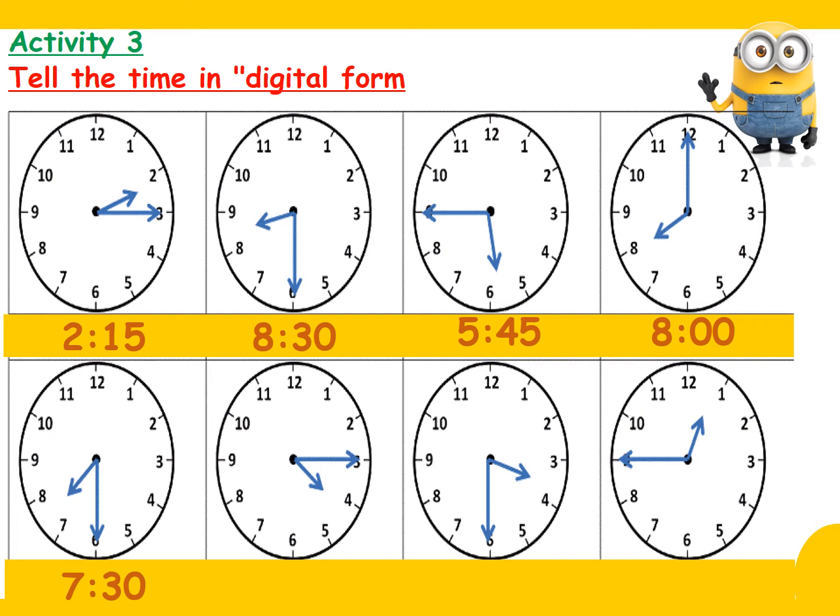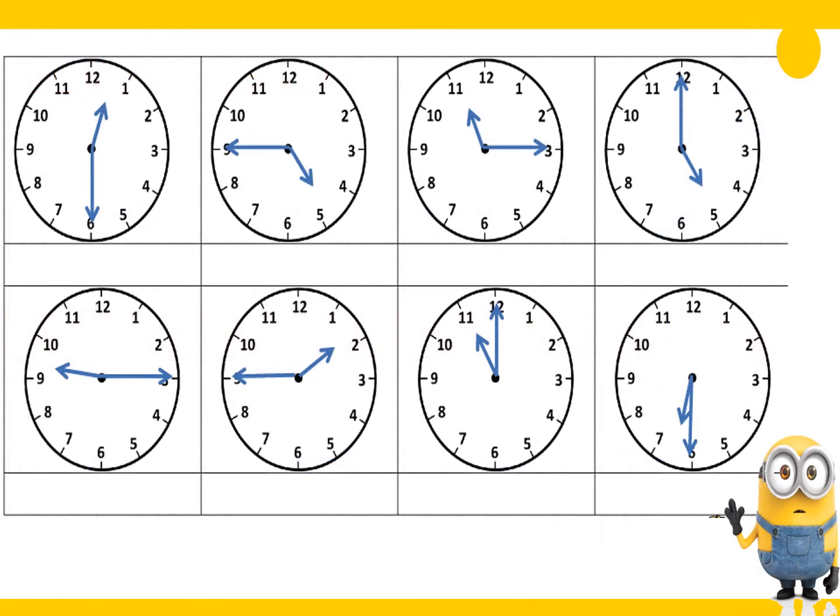Excellent, primary 2. Keep going with me. Okay, here, what is the time? 4 and 15. Excellent. And the next one, 3 or 4? 3. Excellent. We take the smallest number. If the short hand is between two numbers, we take the smallest one. It's 3 and what? 30 minutes. The next one, it's 12 and how many minutes? 45. Excellent, primary 2.